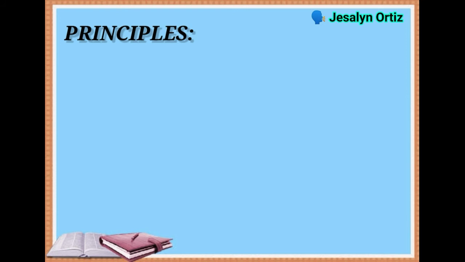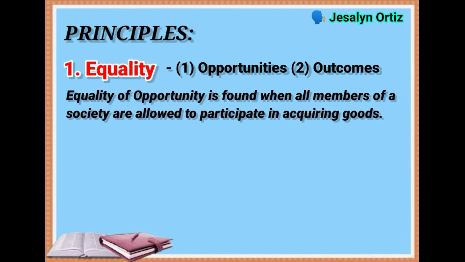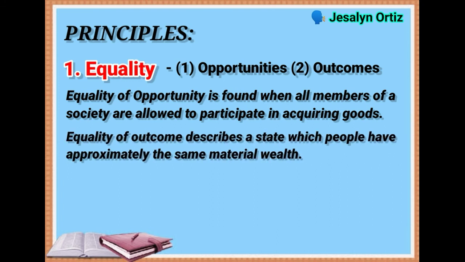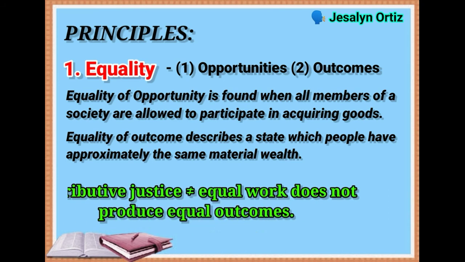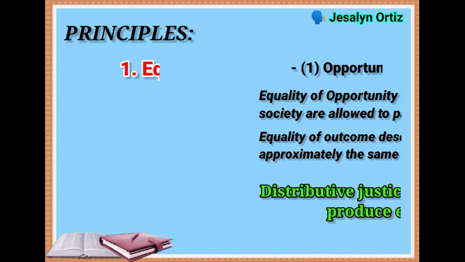There are three principles of distributive justice. One is equality. Equality affects two areas of distributive justice: one is opportunities and two is outcomes. Equality of opportunity is found when all members of a society are allowed to participate in acquiring goods, while equality of outcome describes a state in which people have approximately the same material wealth. This states that distributive justice is absent when equal work does not produce equal outcomes or when an individual or a group acquires a misappropriate amount of goods.